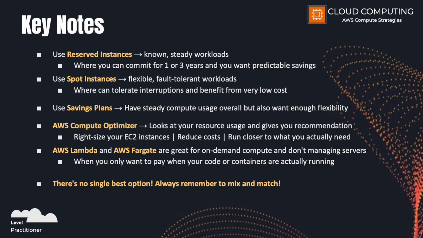Always remember to mix and match based on your environments and setup. Cost-optimized architectures usually combine auto-scaling, right-sized EC2 instances, RIs, spot instances, and serverless services. The goal isn't to use everything, but to use the right tool for each workload you have.